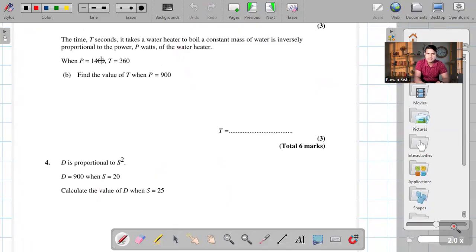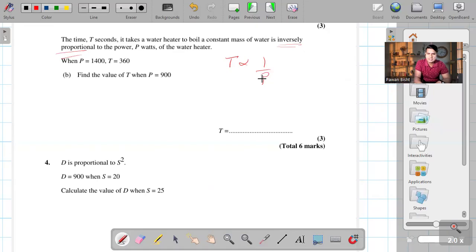The time t seconds it takes a water heater to boil a constant mass of water is inversely proportional to the power p. So t is inversely proportional to power p. The first part you can try on your own. If you're not able to do it, you can let me know in the comment section, then I will solve that question. But I know you are smart enough, you can do it. Now when inversely proportional comes, I write p in the denominator.